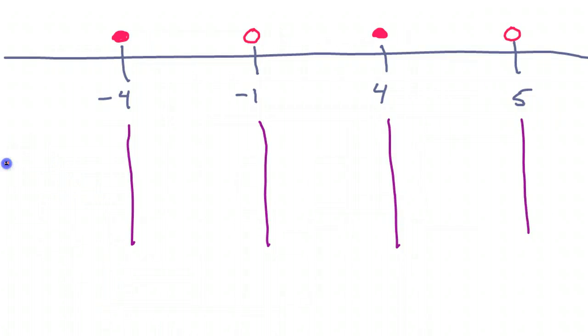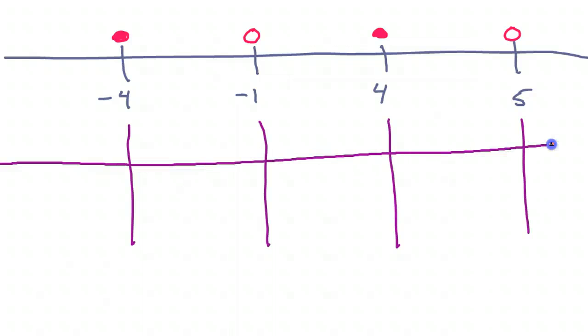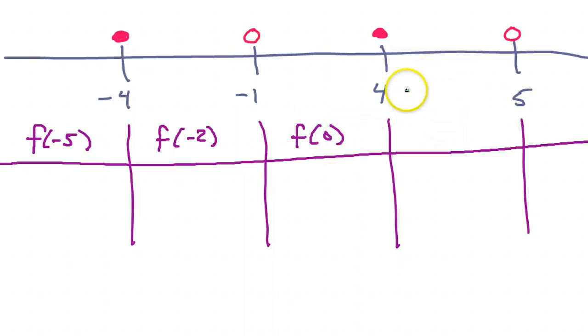Okay, so here we go. In the first zone here, we need something smaller than -4, so how about -5? Something in between -4 and -1, I think I'll just use -2. Something in between -1 and 4, I'm going to use 0.